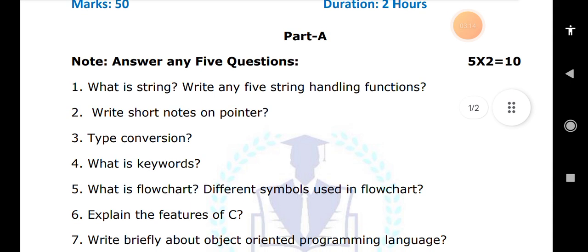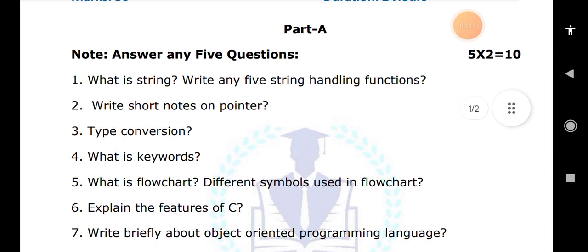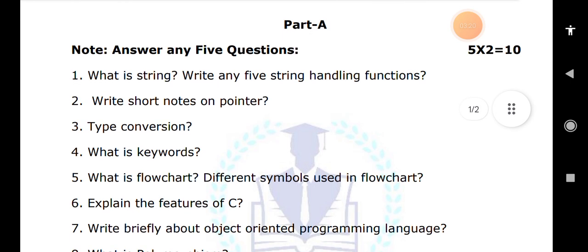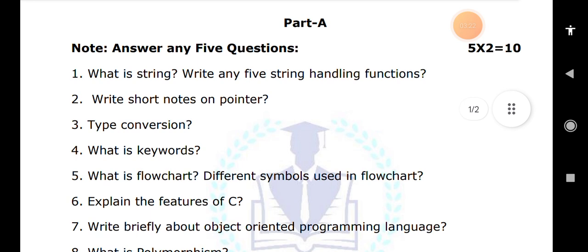Next, write briefly about object oriented programming. You have to write the meaning of object oriented programming. The OOPs principles will be there, and you have to write everything.